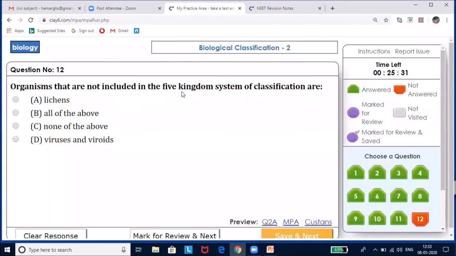Organisms that are not included in the 5 kingdom system of classification are lichens, viruses and viroids. None of the above, all of the above. All of the above.